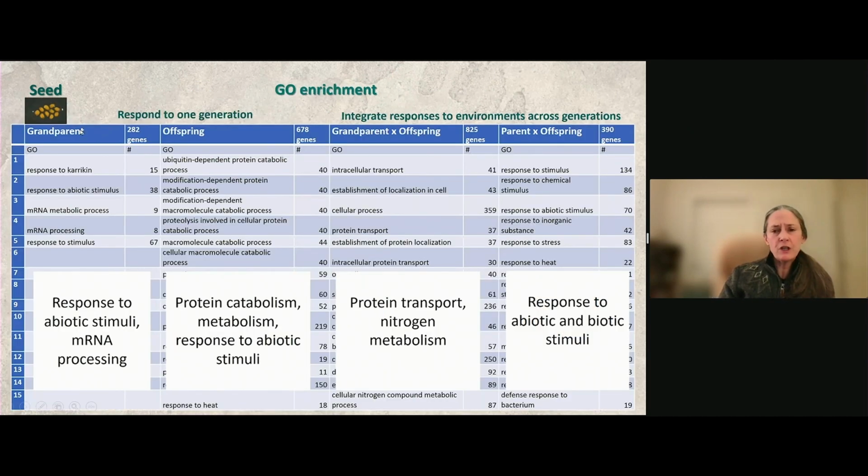And finally, if we look at the gene ontology categories of genes that are responding to the grandparent environment, the offspring environment, or those genes that are integrating their responses across generations, we do see some evidence of functional differentiation. Unsurprisingly, many of these genes are categorized in the category of responses to abiotic or biotic stimuli. But more interestingly, when we look at those genes that are specifically responding to the grandparent environment, we see a lot of genes involved in mRNA processing, whereas those that are responding to the offspring environment tend to be involved more in catabolism and metabolism. So there is some functional differentiation as well.